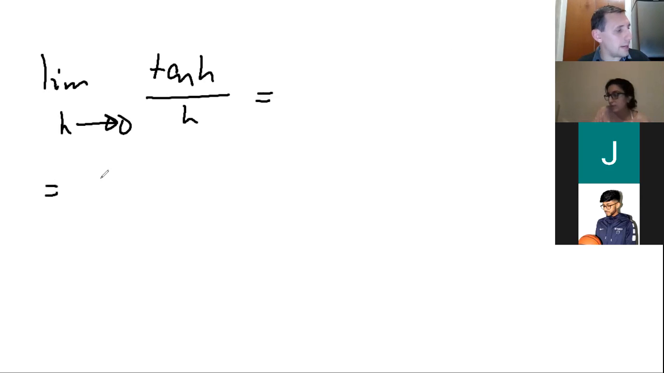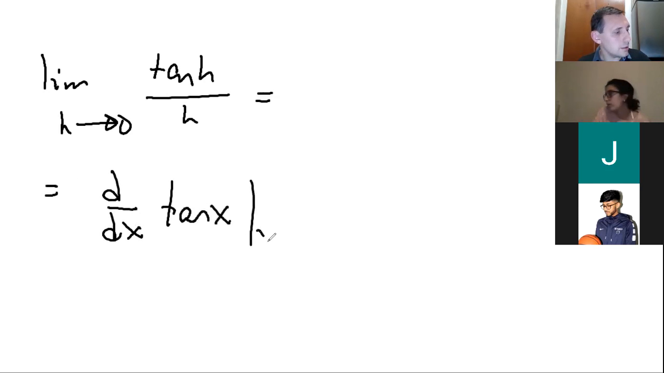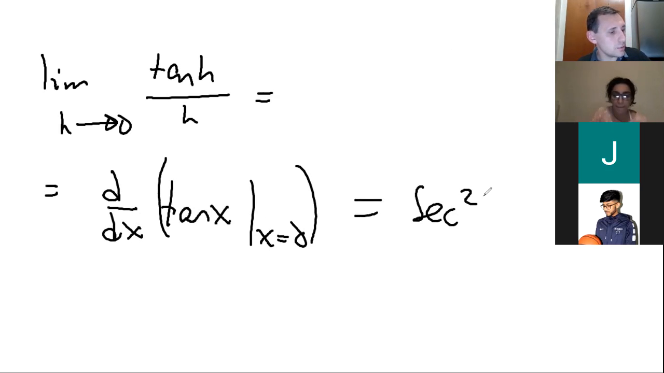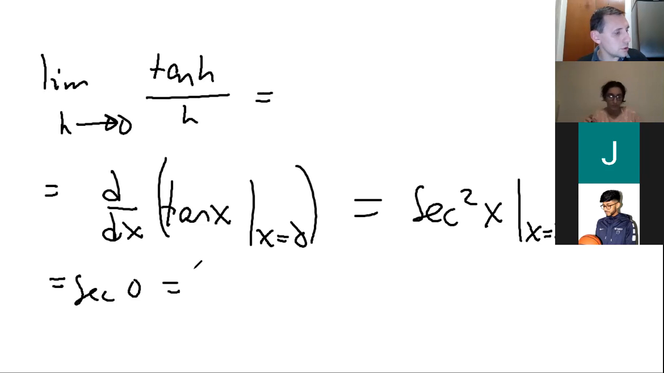Because you should have a bubble in your mind. This is simply the derivative of tangent where x is equal to 0. You understand? Derivative of tangent is secant squared x, where x is 0. That simply is a secant of 0, which is 1. You can solve it other ways, but I just want you to all understand that what you are seeing here is the derivative of tangent at 0.